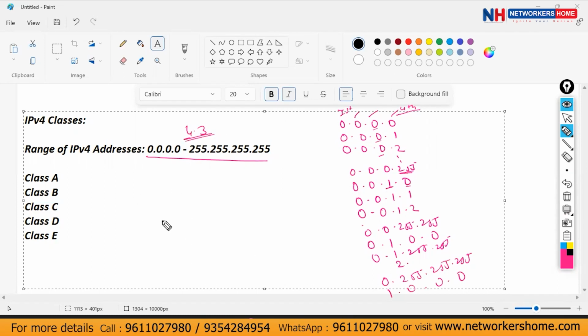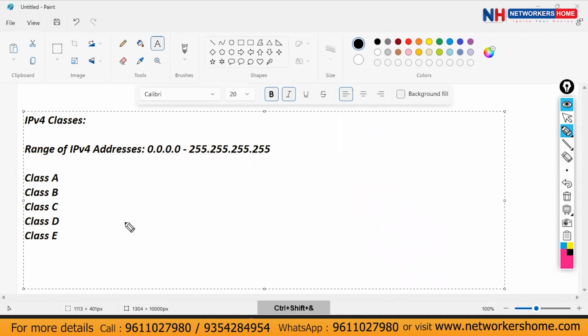Now, to assign these addresses, IPv4 was divided into classes. To each and every class, some range of addresses was provided. In case of class A, the range was from 0.0.0.0 till 127.255.255.255. This range was given to class A. Means if any IP address belongs to this range, that will be considered class A.